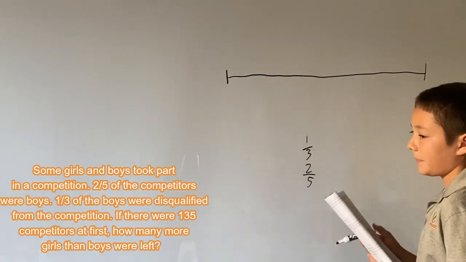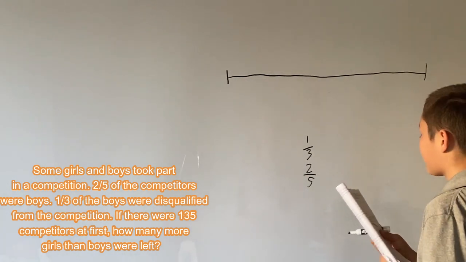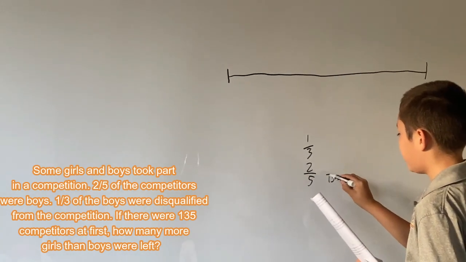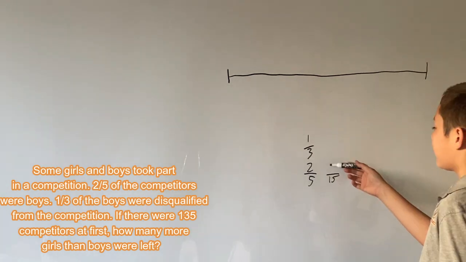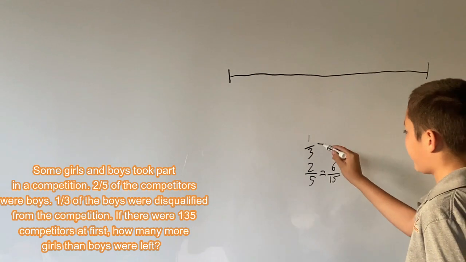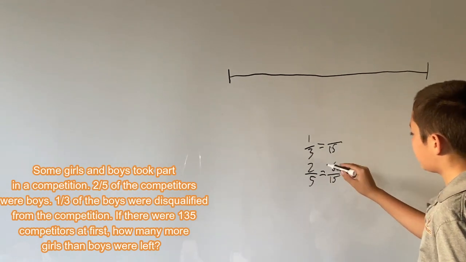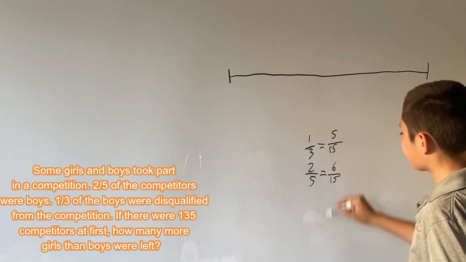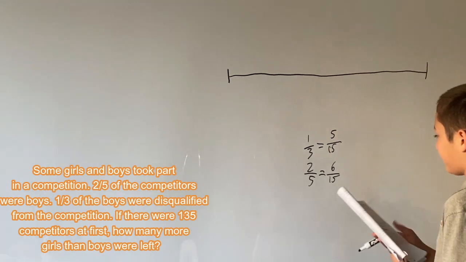3 times 5 is 15. So that means that 5 times 3 is 15. 2 times 3, we have to do this also. 2 times 3 is 6. 6/15. And now we have to do the same job here. 3 times 5 is 15. 1 times 5 is 5. So 1/3 equals 5 out of 15.